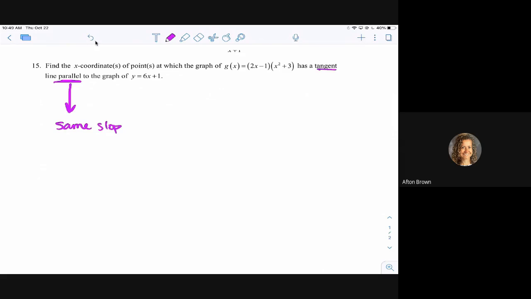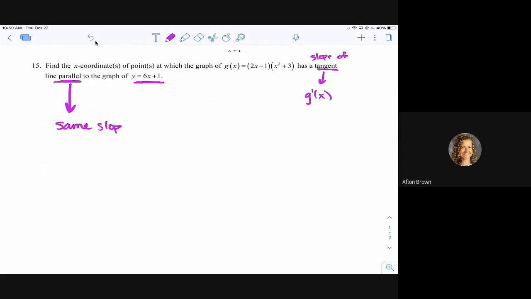I need the slope of the tangent line. How do we find the slope of the tangent line? What do we call the slope of the tangent line? What is it? Derivative. Good, Lance. So the slope of a tangent line, that's just the derivative. That would give us the slope of the tangent.